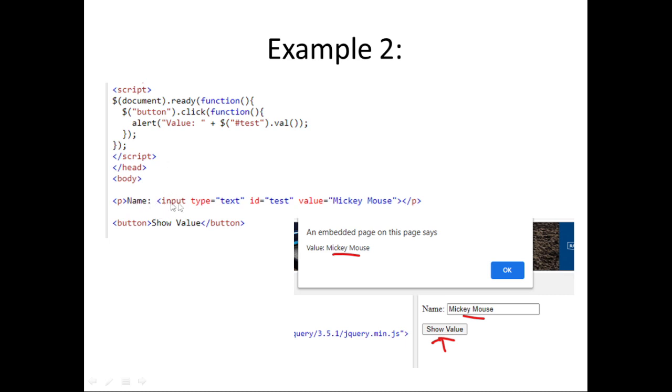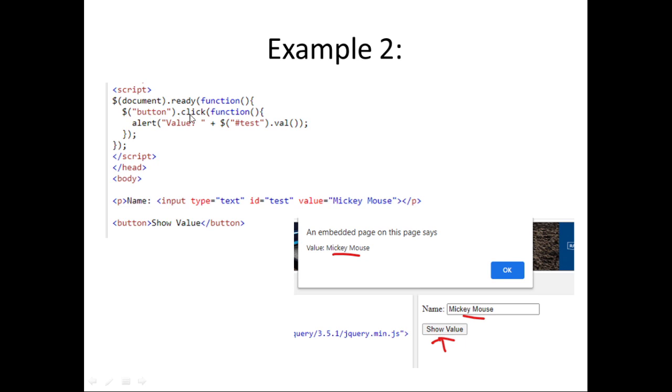So we have here a paragraph, and inside the paragraph we have an input box, also with an ID equal to test and a value equal to Mickey Mouse. Then we have the button, so we click on the button, show value. So once we click on the button, this will be our action.